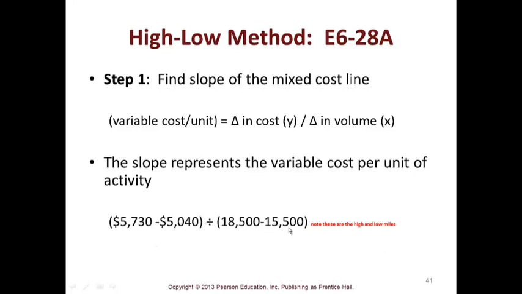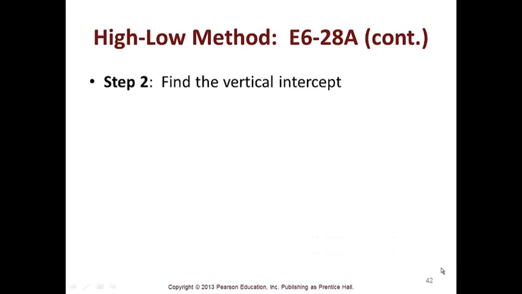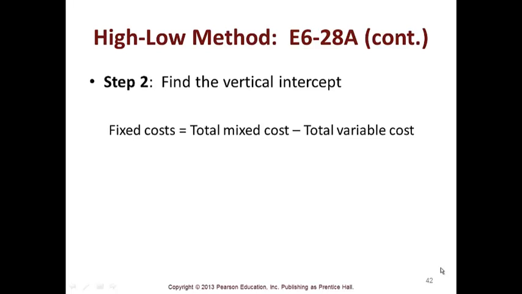So you take the cost divided by the difference in the miles. You subtract the 2 given in the problem, and you get a total dollar amount divided by units. And you get a cost per unit. And that's your variable. Then you come in and you find the vertical intercept. The fixed cost equals the total mixed cost minus the variable cost. So you're going to take the dollars minus the variable cost times the units. So you subtract the variable from the total, and that's your fixed.